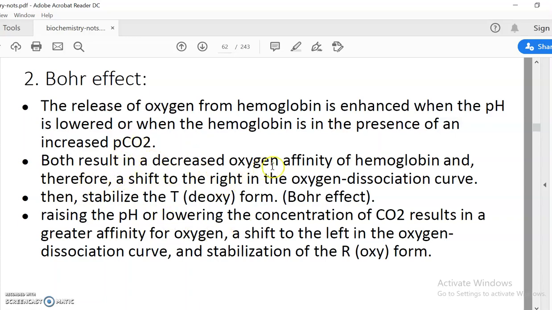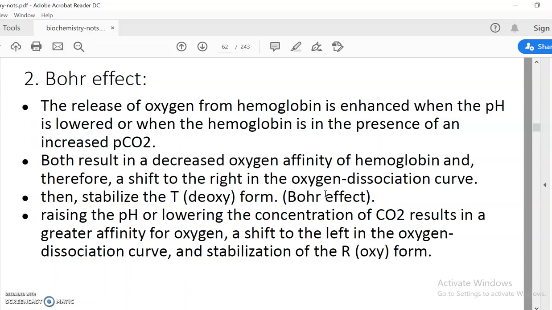Both result in decreased oxygen affinity of hemoglobin and therefore a shift to the right in the oxygen dissociation curve. This is the Bohr effect. And the Bohr effect هو decreased oxygen affinity of hemoglobin due to decreased pH and increased CO2 pressure.